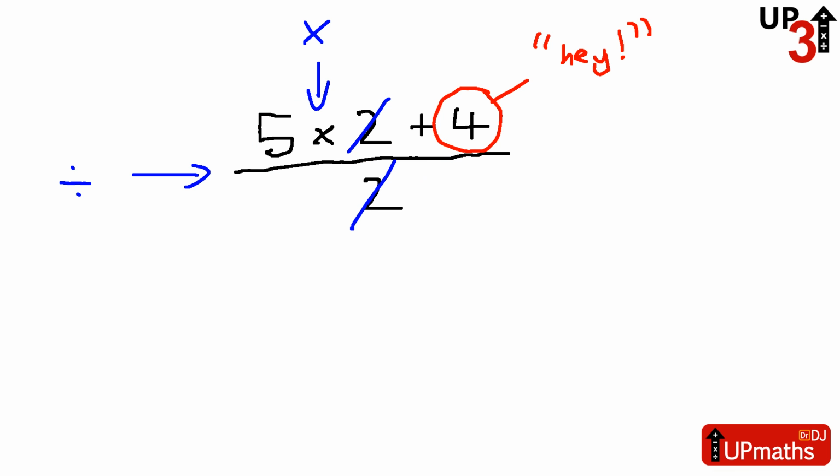It's not allowed. So if we're reviewing what is included in this fraction, there's a divide, because there's always a divide in a fraction. There's a times. There's also a plus. Well, if there's a divide, a times, and a plus, we can't do cancelling.